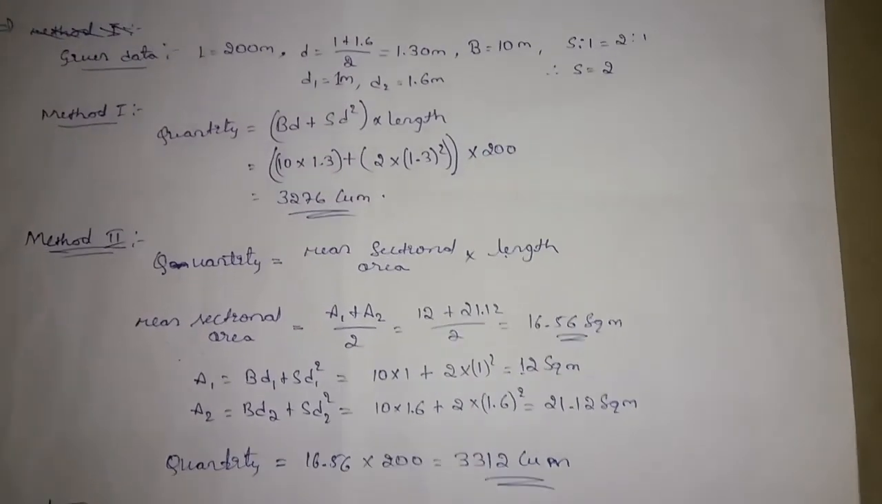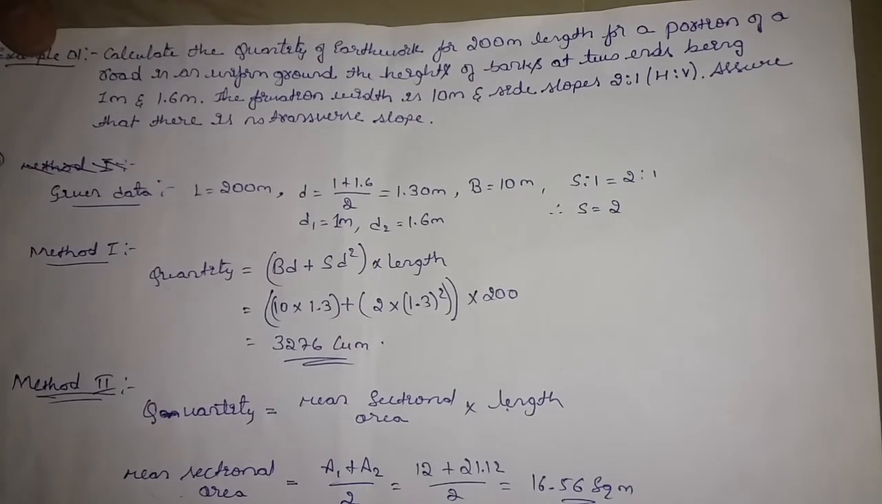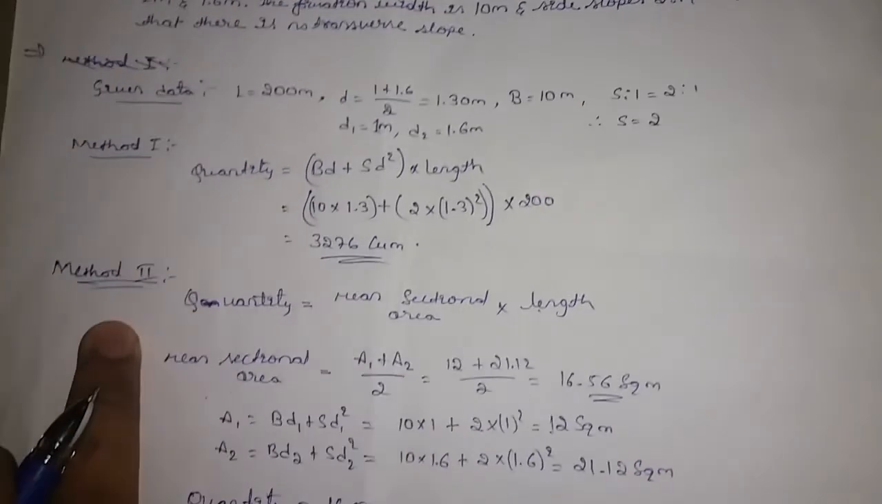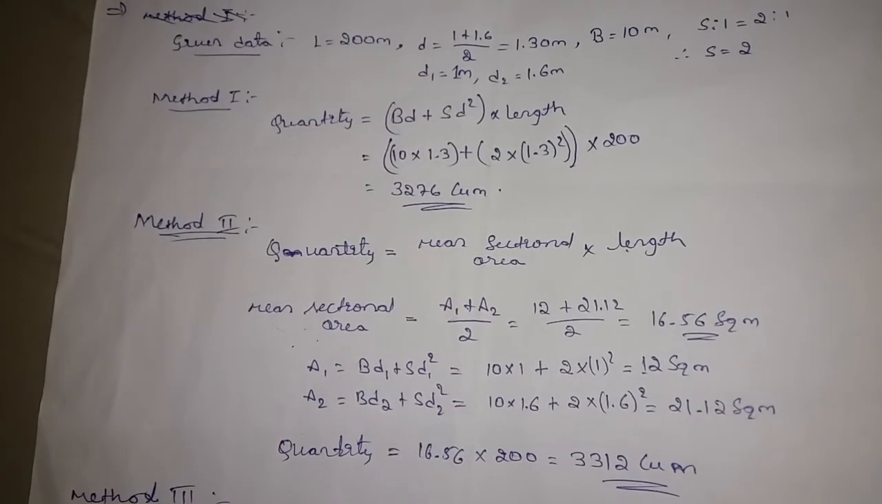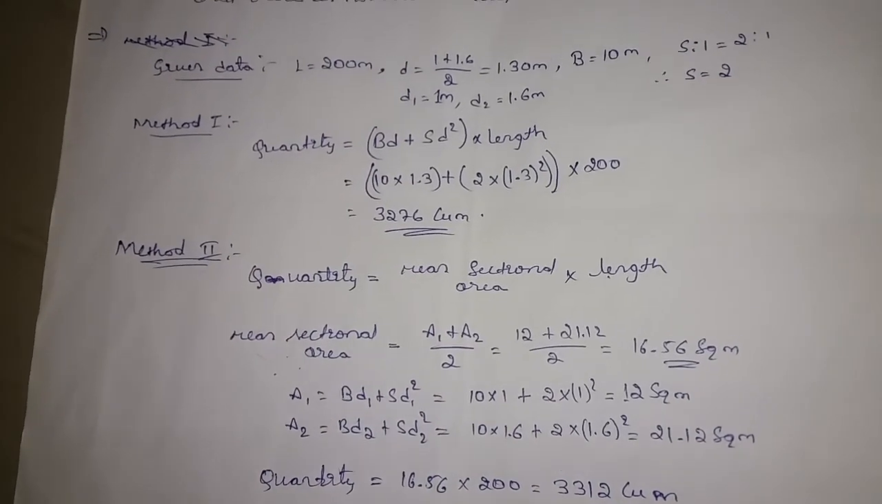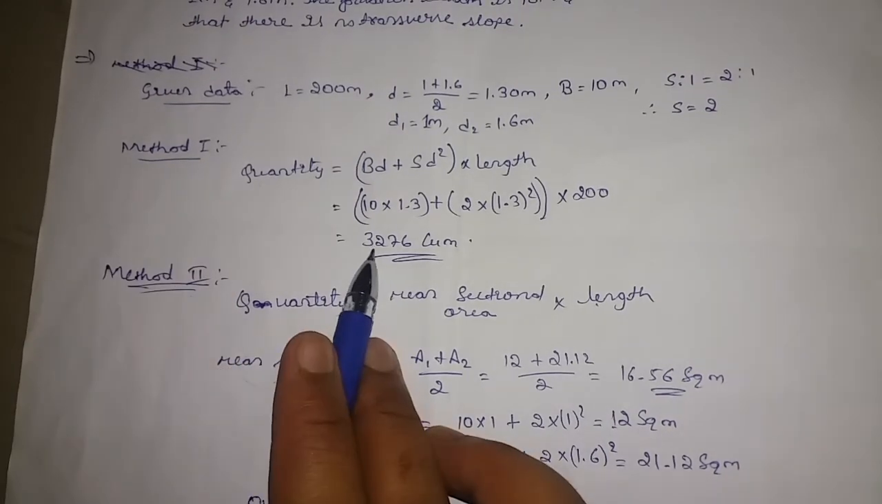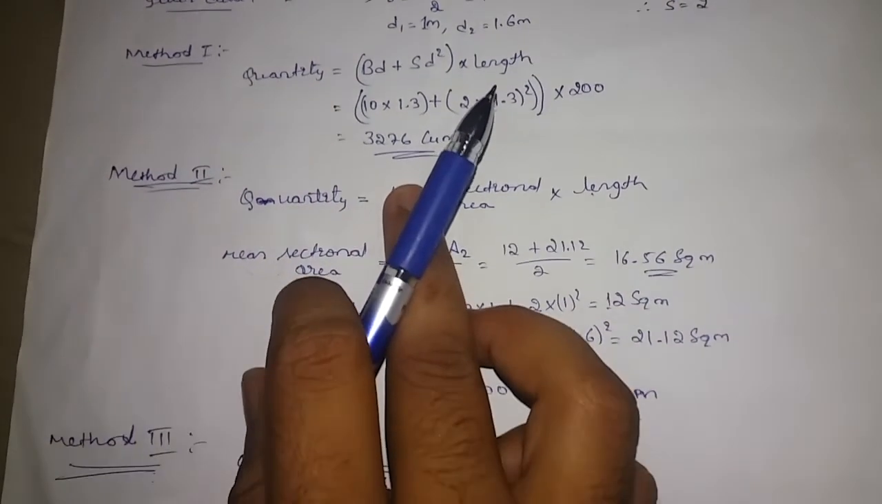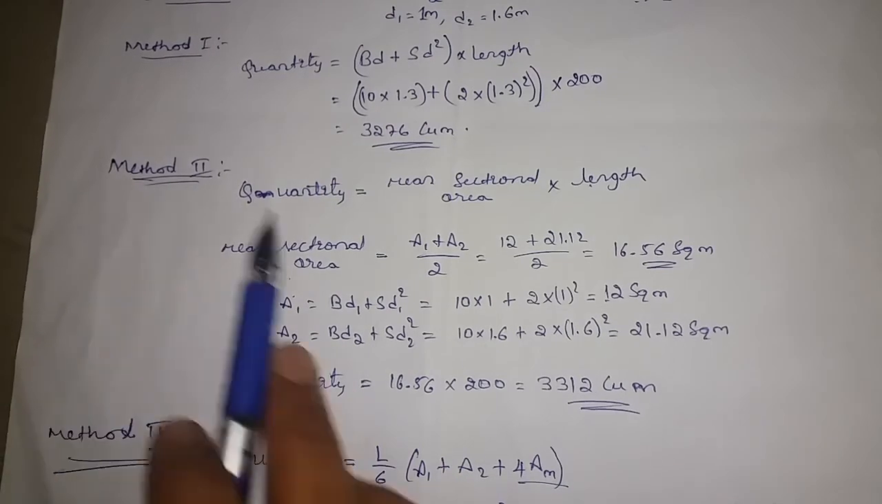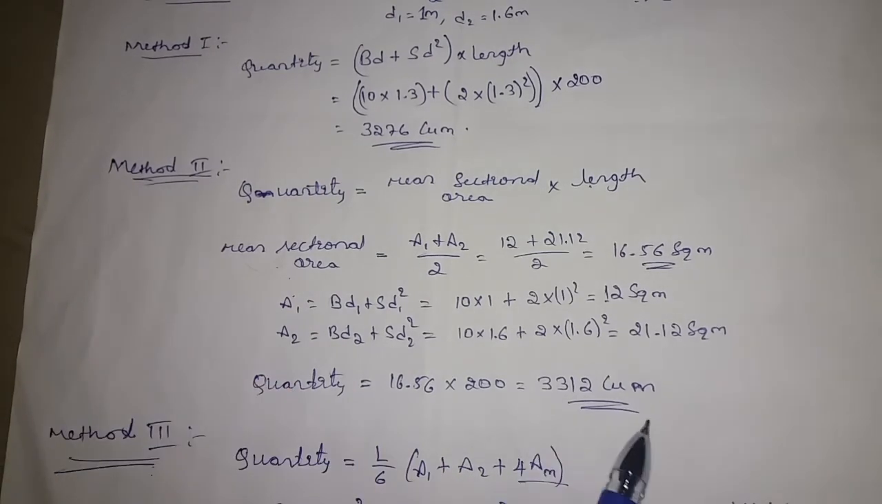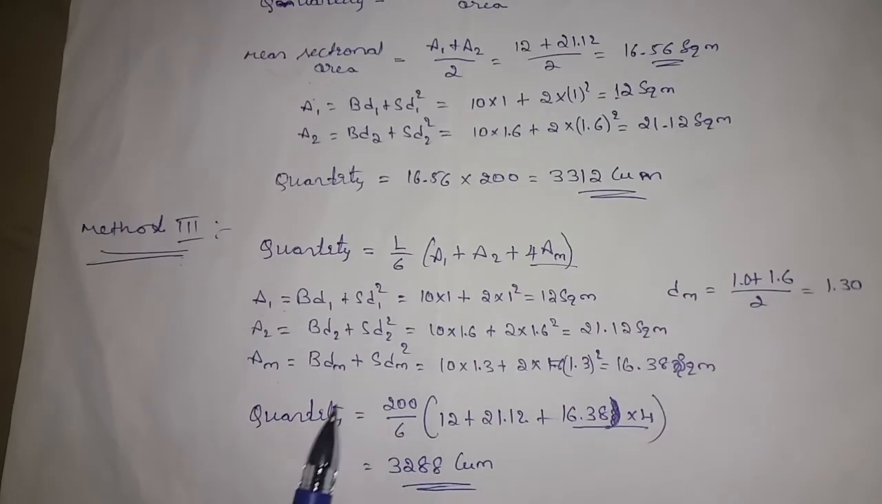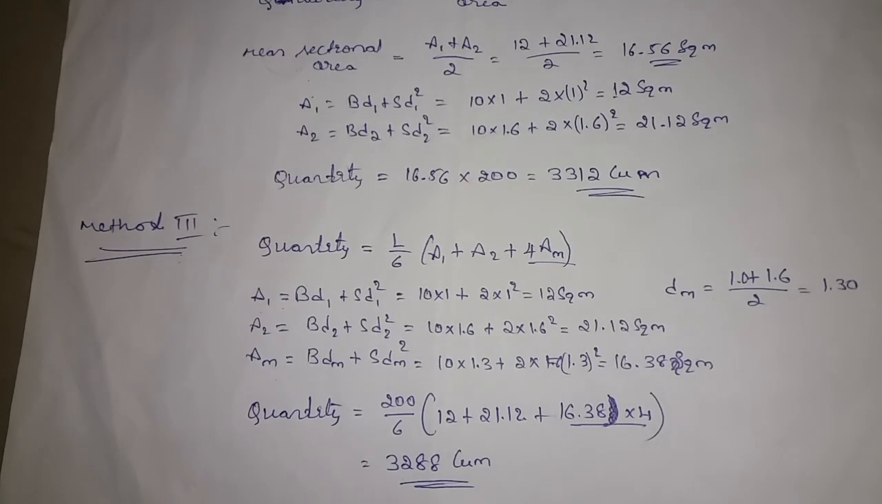And one more thing, whatever the given data is from the question, we followed method 1, method 2, and method 3 also to find the quantities. Now if I compare the quantities we got: by following method number 1, we got the quantity as 3276 cubic meter. By following method number 2, we got 3312 cubic meter. By following method 3, the quantity we got is 3288 cubic meter. For the same given data, we applied different methods and we got different quantities.